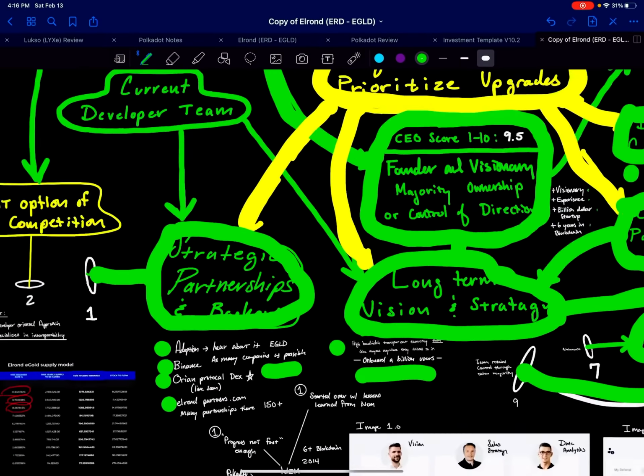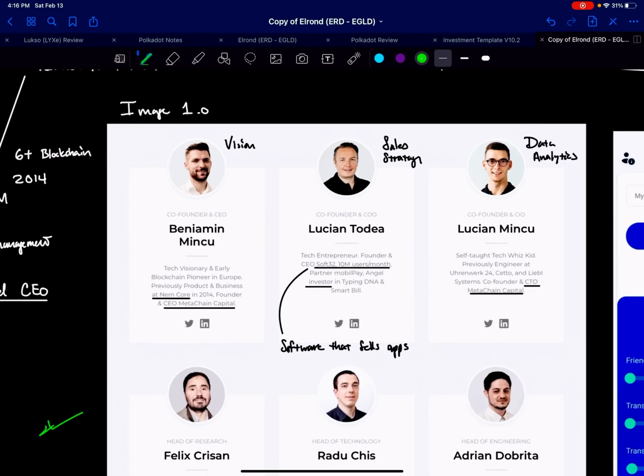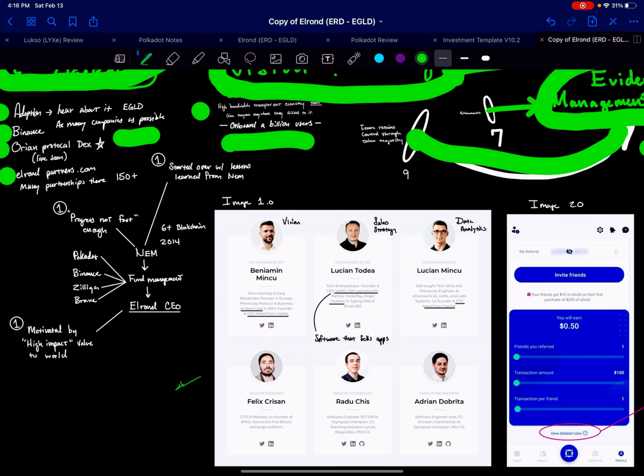Okay. So image number one, let's get to the team. Right. So this is the CEO. Progress, like he was at NEM, back in the day, and he said progress was not fast enough. So then he became a fund manager, and he's invested in things like Polkadot, Binance, Zilliqa, and Brave. So he's doing well financially, and now he's the Elrond CEO.